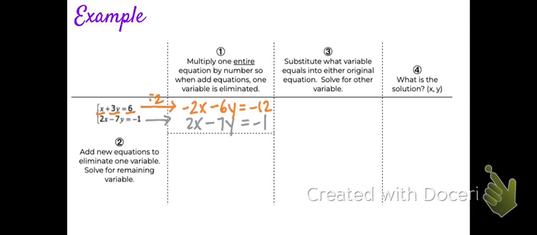And now we have two equations that when we add them together, the x's are eliminated. Remember, when you're adding them, you're looking at each column. So if I add these x's together, they go away. When I add these y's together, I get negative 13y. When I add these constants together, I get negative 13.